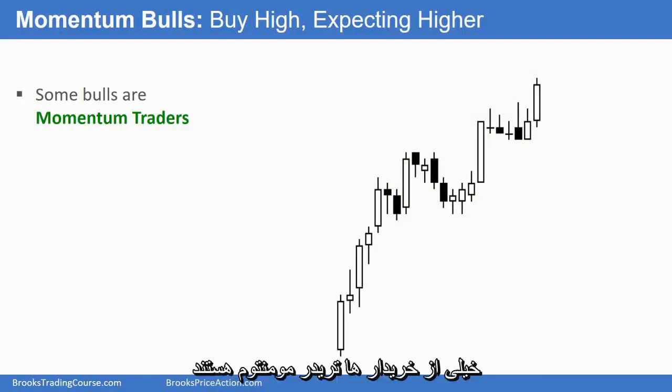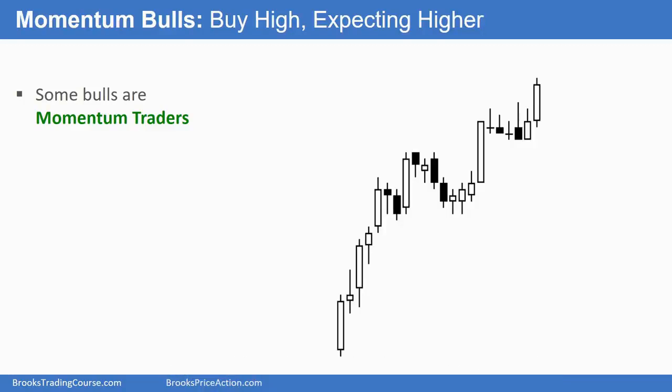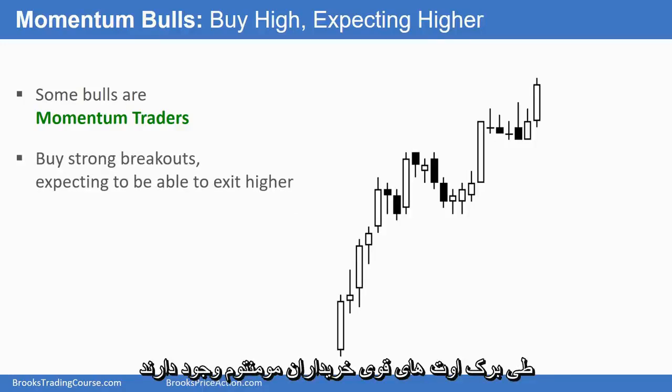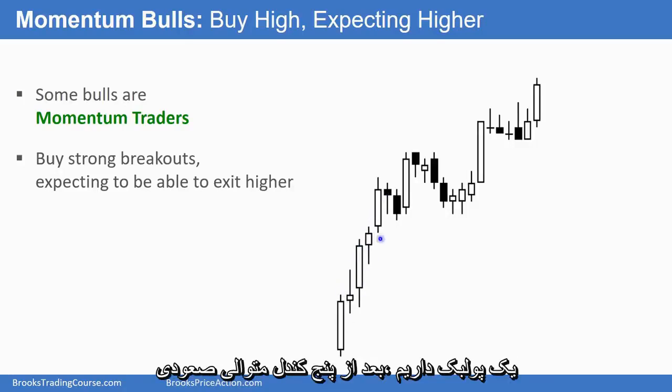A lot of bulls are momentum traders. By momentum trader, what they see is the market going up, and they buy because it's going up. That's all they care about, and they just keep buying as long as it keeps going up. During strong bull breakouts, they're momentum traders. They're buying for any reason. So as soon as the bar closes, bull closed, I'm going to buy, I'm going to buy, I'm going to buy. We haven't had a pullback after 5 consecutive bull bars.